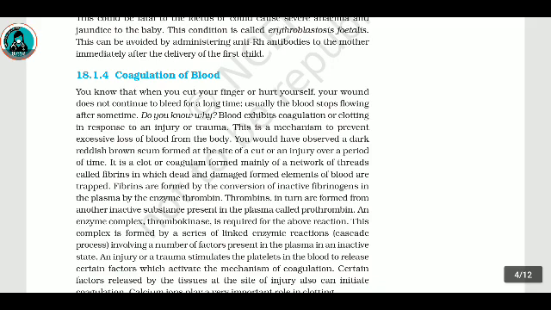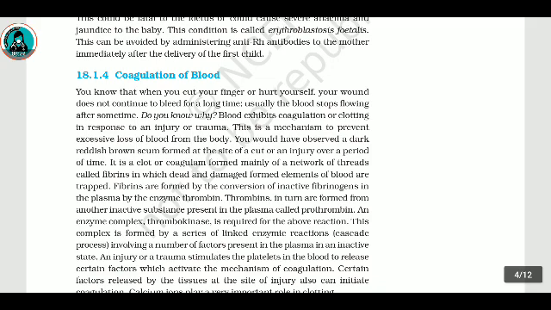Fibrins are formed by the conversion of inactive fibrinogens in the plasma by the enzyme thrombin. Thrombins in turn are formed from another inactive substance present in the plasma called prothrombin. An enzyme complex, thrombokinase, is required for the above reaction. This complex is formed by a series of linked enzyme reactions, a cascade process involving a number of factors present in the plasma.